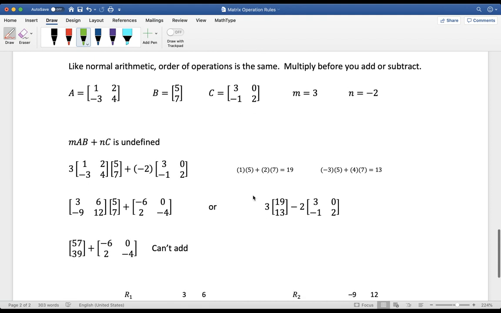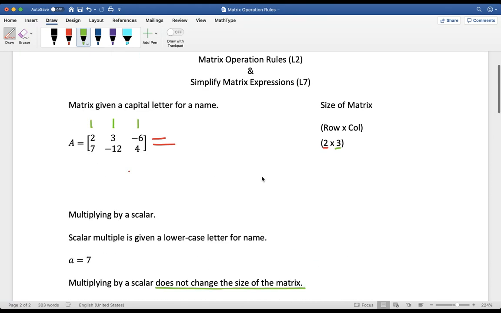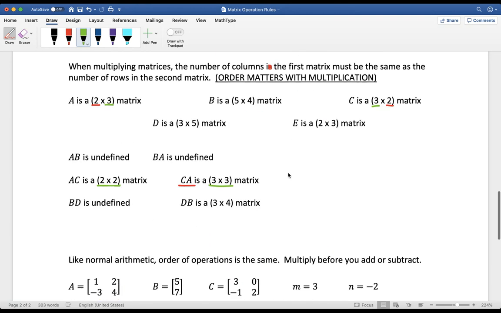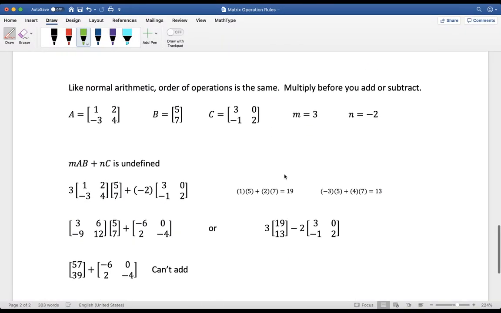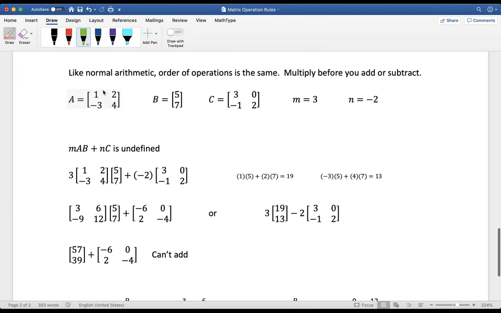Now let's just do a little quick example of what you'll be doing in L7. In L7, you'll be simplifying matrix expressions. So they'll give you like A is this 2 by 2 matrix, B is a 2 by 1 matrix, C is a 2 by 2 matrix. They'll give you a couple scalars, 3 and -2, and they'll give you some expression to evaluate. Now, by all means, you can take the time to evaluate it. What I've done is I put my M is 3, matrix A is 1, 2, -3, 4, matrix B is 5, 7, add, N over here is -2, C is 3, 0, -1, -2.